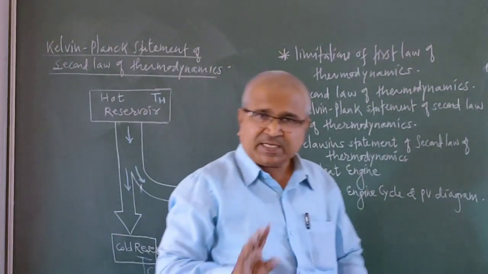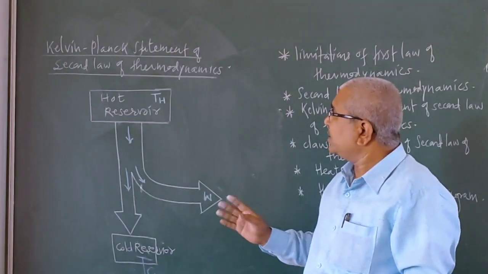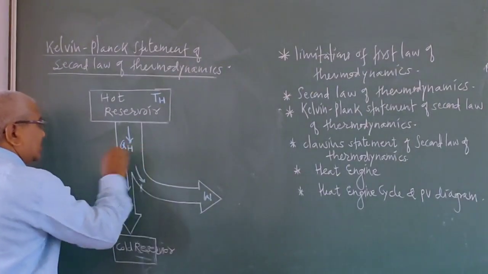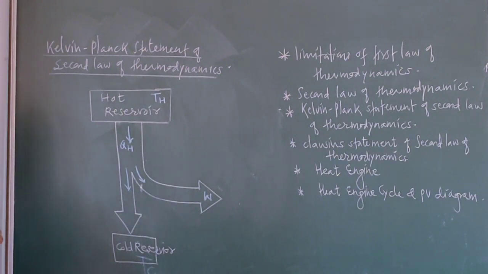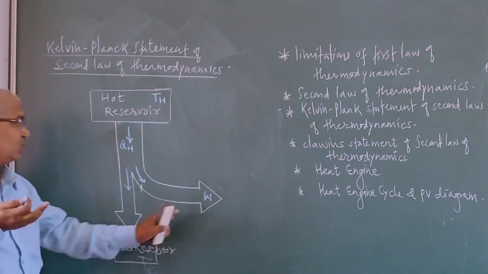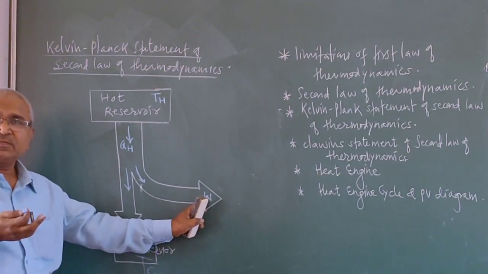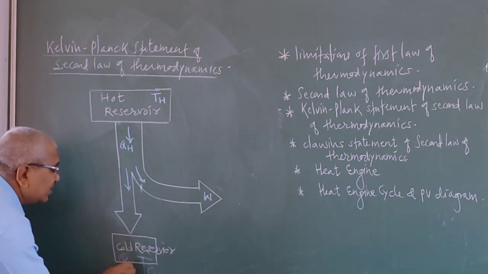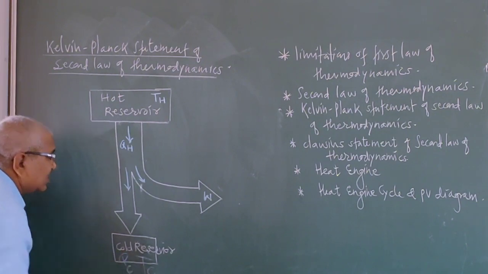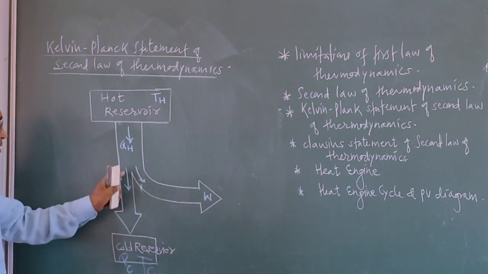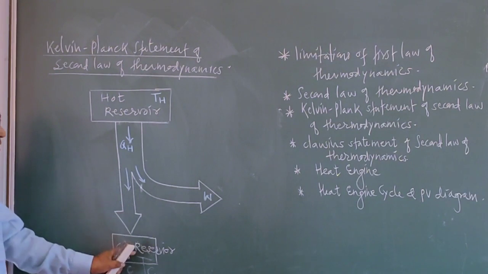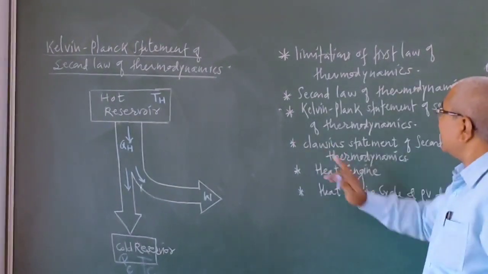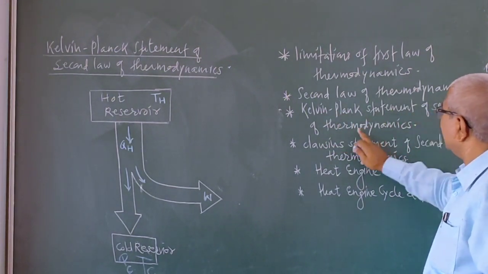Again we will write the same statement. It is impossible to extract heat, suppose QH, from the hot reservoir, which will all be used to do external work, because this is not possible, because some part of heat having temperature TC, that is QC, is exhausted from the output of the heat engine towards the cold reservoir. So this much is the most necessary part regarding the Kelvin-Plank statement of second law of thermodynamics.